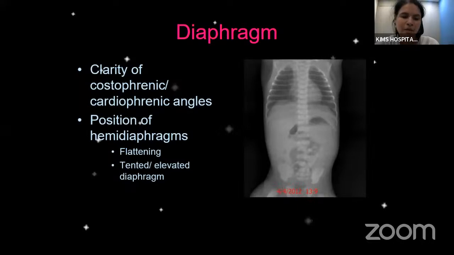Lack of clarity of these two angles, the costophrenic and the cardiophrenic angle, can be seen in pleural effusion and pericardial effusion respectively. And as stated earlier, abnormal flattening as well as abnormal elevation of the diaphragm may be a significant abnormality. An abnormally elevated diaphragm, particularly if the difference in the position of the diaphragm on both sides is more than 2 intercostal spaces, may also be a sign of diaphragmatic eventration.